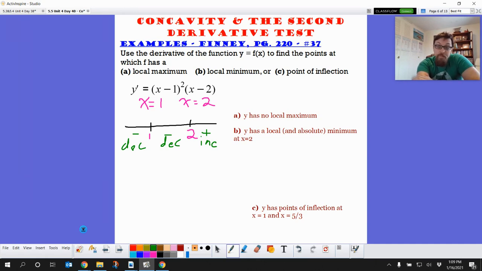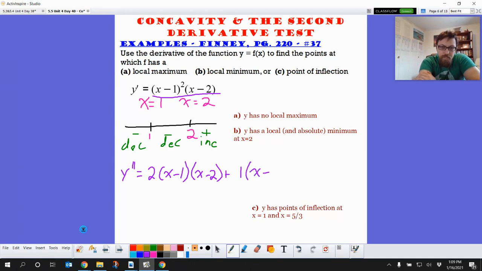Now, to find the point of inflection, I need to figure out the second derivative. So y double prime, got to find the derivative of this thing. So that's going to be 2, derivative of the first. I got to do chain rule, but the derivative of the inside is 1. Derivative of the first times the second, plus the derivative of the second, which is 1, times the first, which is x minus 1 squared.